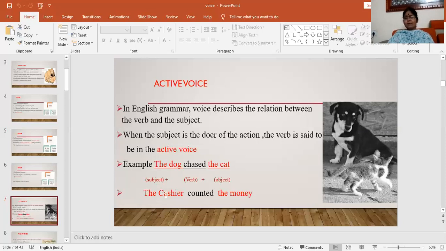Say, look at this example. The cashier counted the money. Cashier is the subject, counted is the verb, and money is the object. Now, who counted the money? The cashier, right? Whom are we emphasizing on? On the cashier. And who is doing the action? The cashier. So, the emphasis is on the subject. The action is done by the subject. So, this sentence is in active voice.